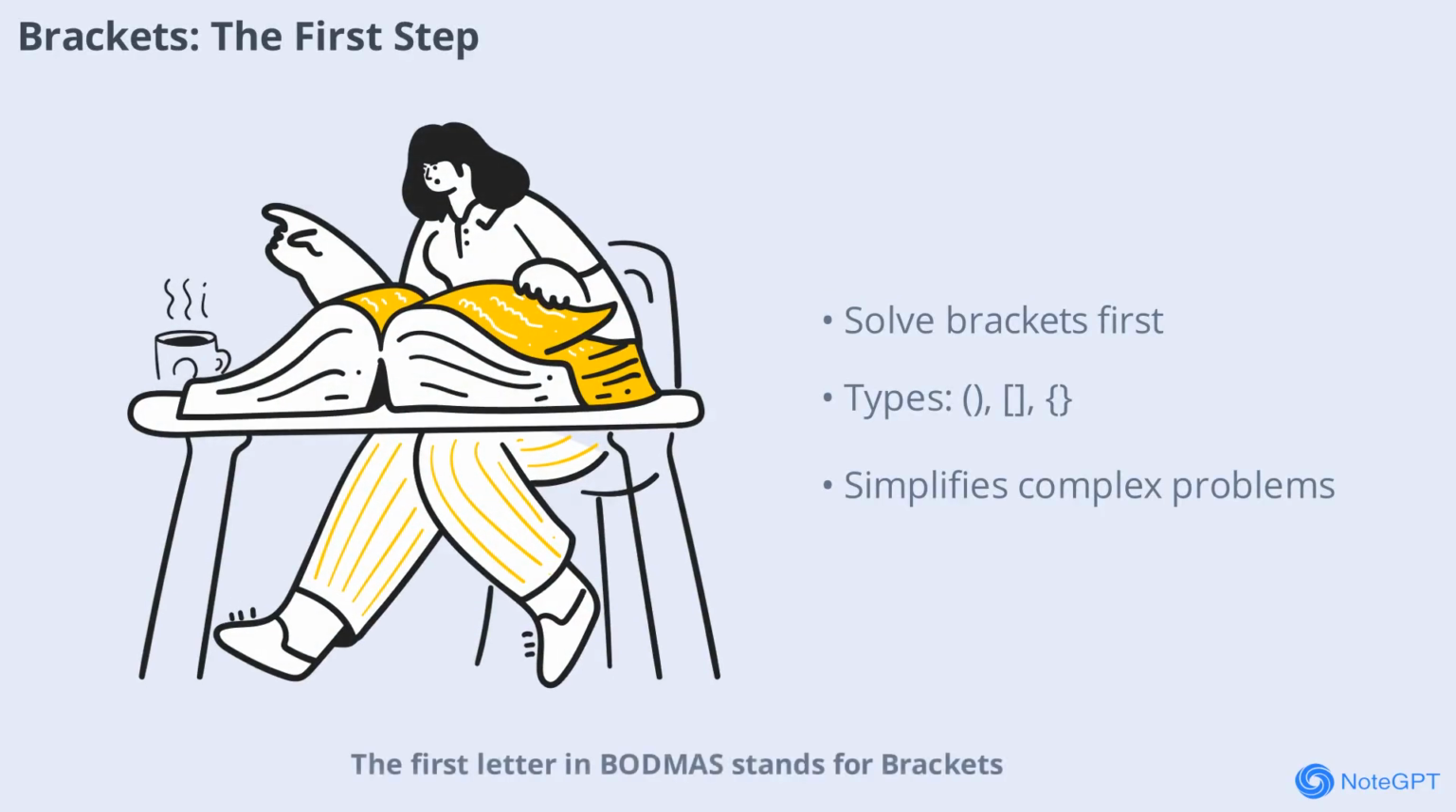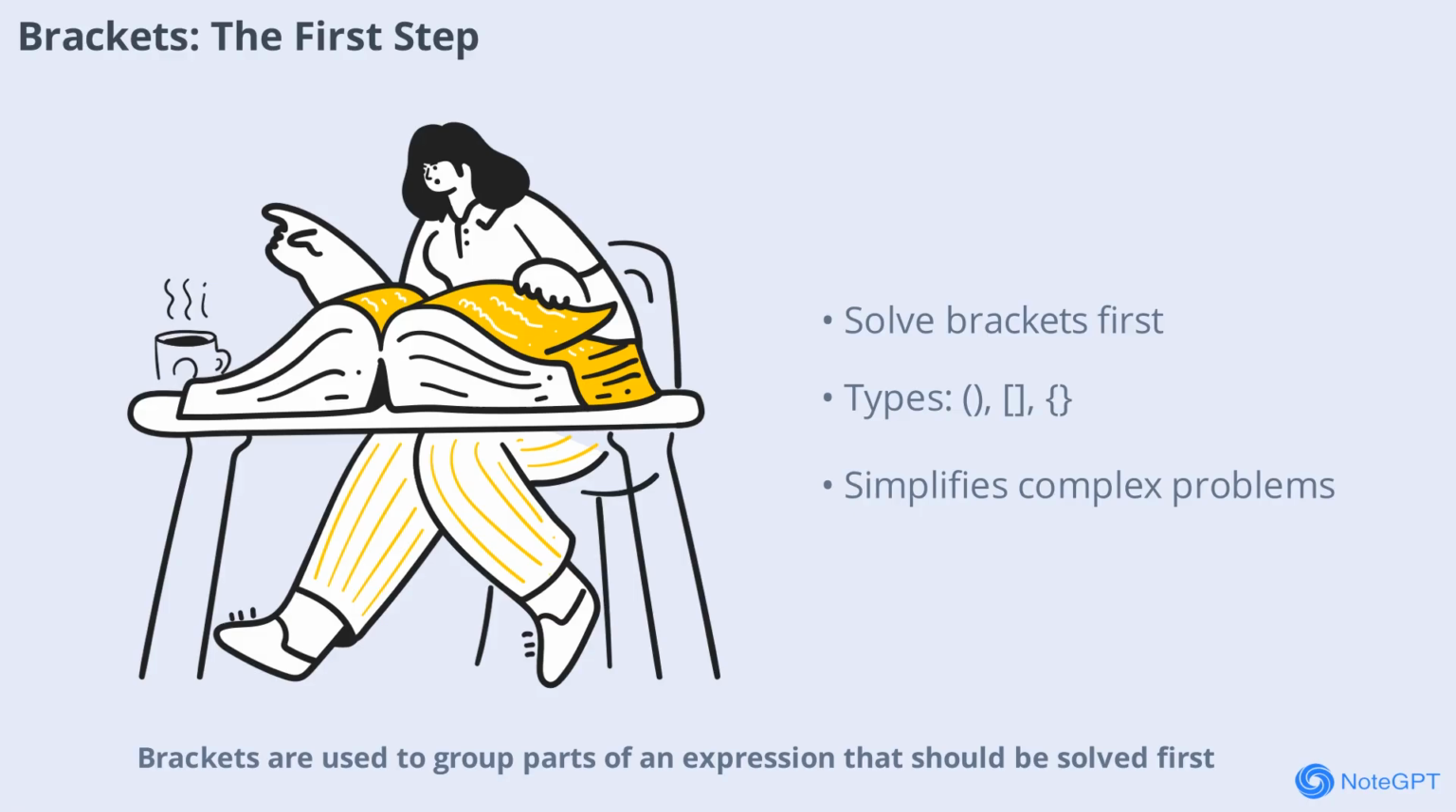First letter in BODMAS stands for brackets. Brackets are used to group parts of an expression that should be solved first. There are different types of brackets: parentheses, square brackets, and curly braces. Whenever you see brackets in a math problem, always solve the operations inside them before moving on to anything else. This helps break down complex problems into simpler parts.